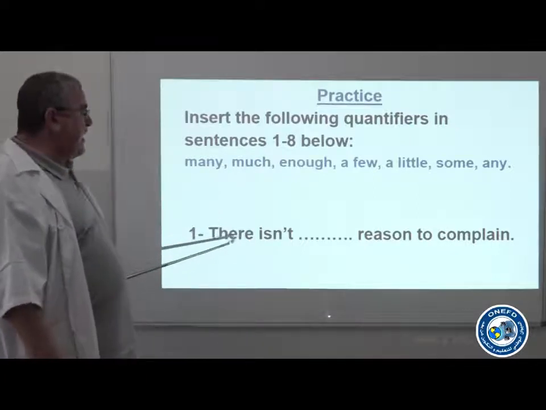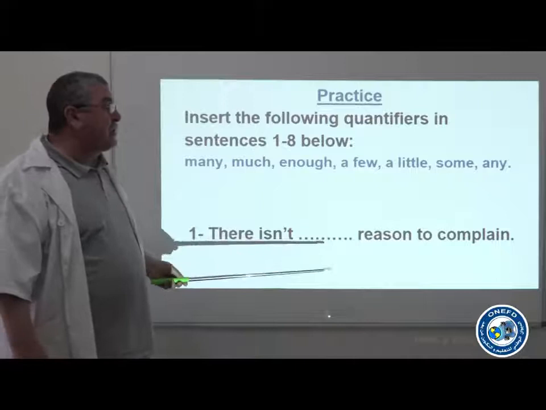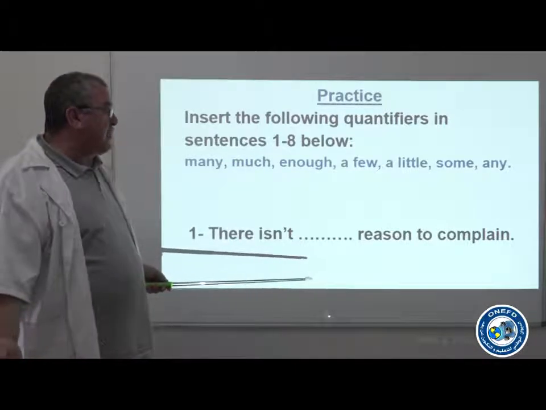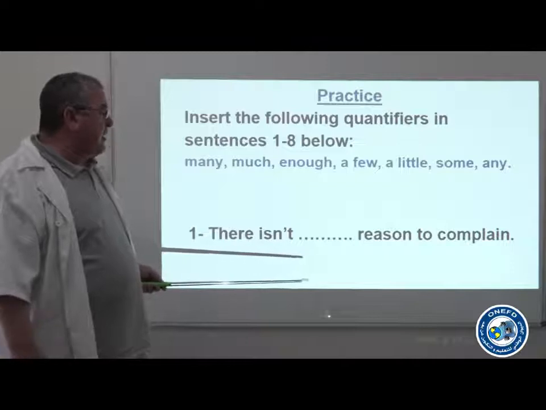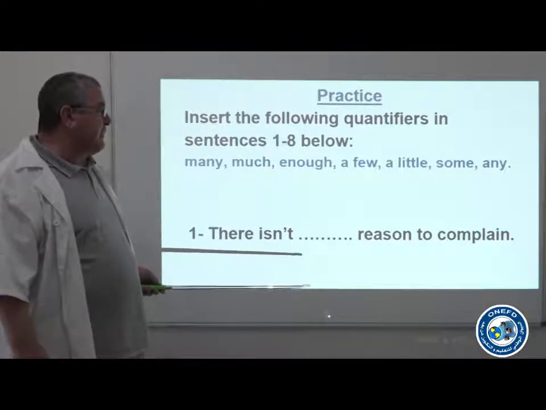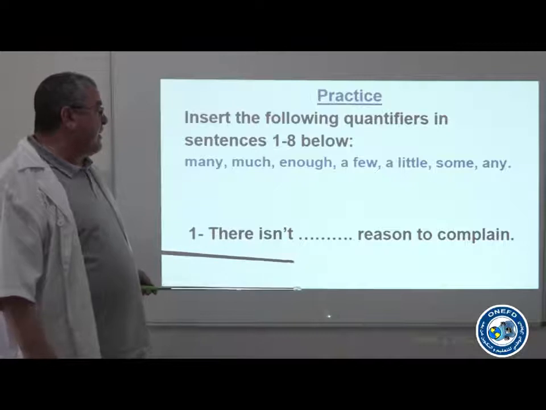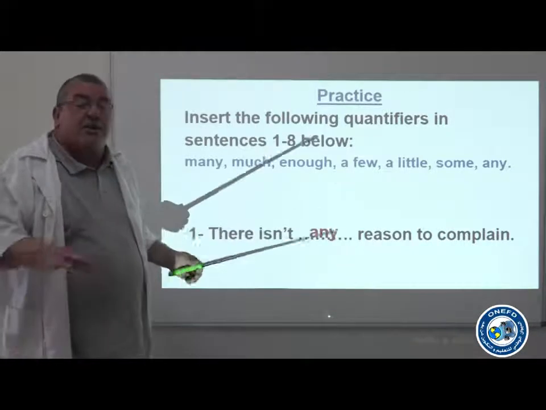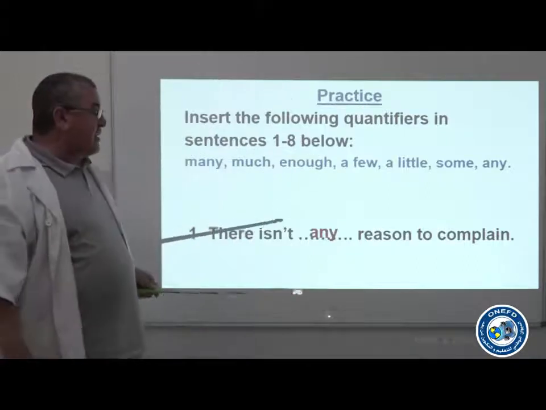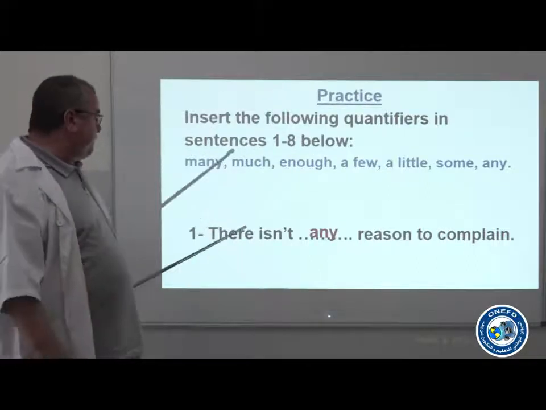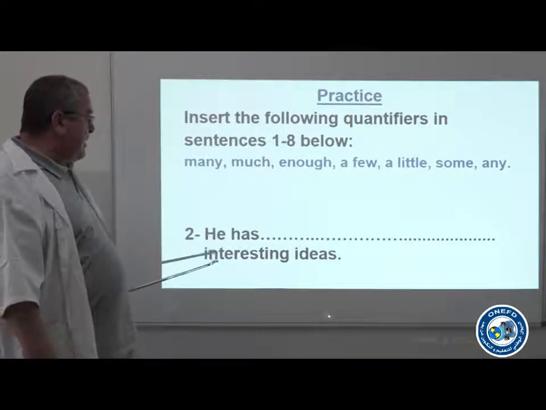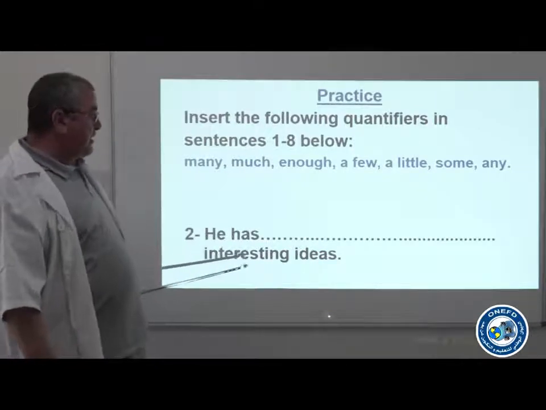Sentence 1 says, there isn't reason to complain. What is the appropriate quantifier here? Remember we talked about negative and interrogative. There isn't any reason to complain. There is no reason. There isn't any reason to complain. Second sentence, he has interest in ideas.